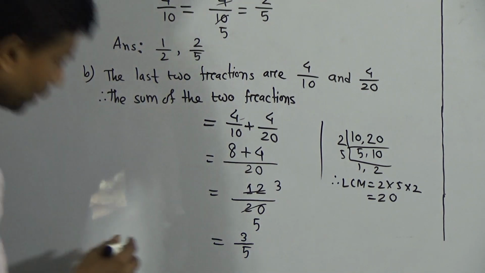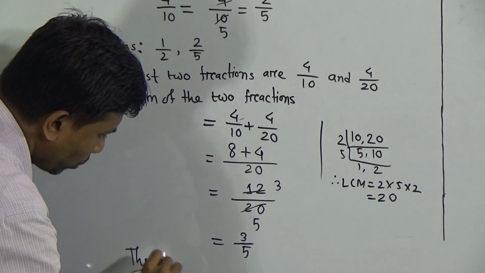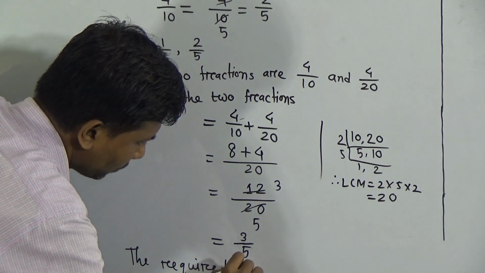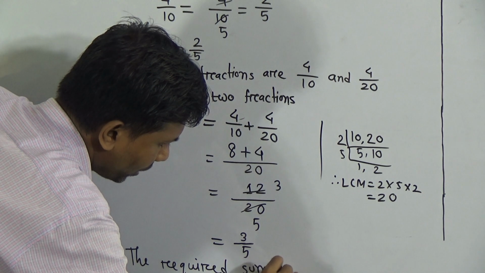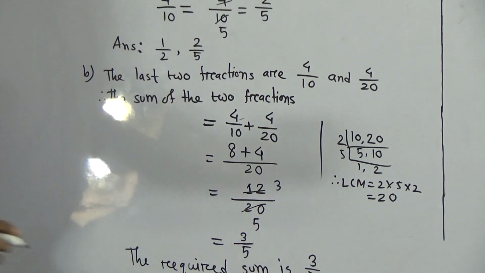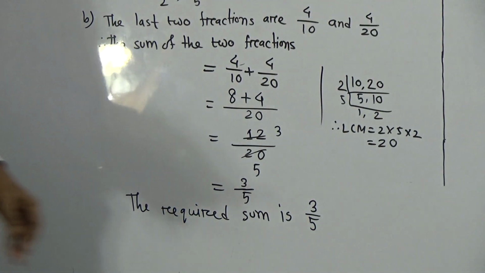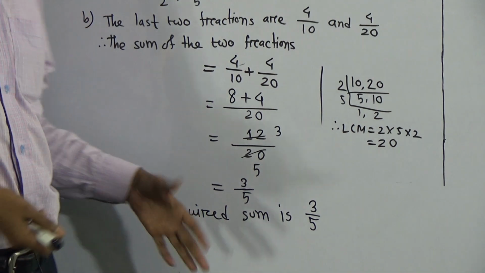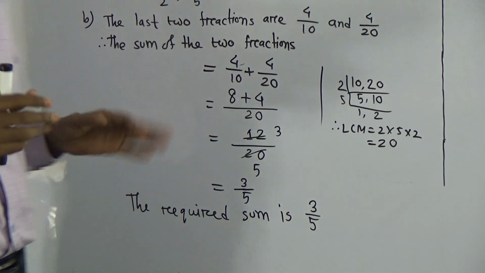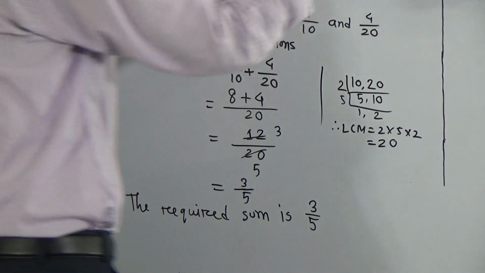Now write the required fraction, the required sum is 3 by 5. Okay, student, and this is the answer. Dear student, remember, if you write the required sum or required value, then no need to write again the answer. Okay. Now I will solve question C.